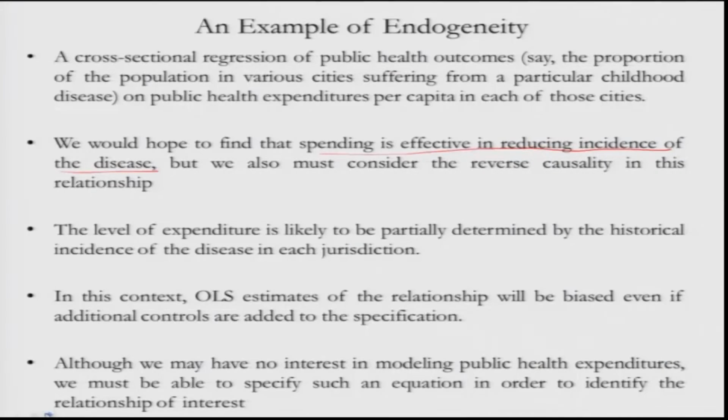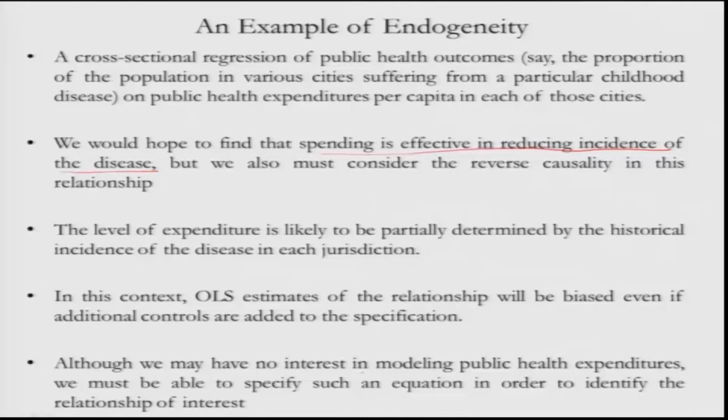So, what do we need to do? What we are trying to understand here is the effect of public health expenditure on the incidence of the disease. Now, because there is a potential possibility of reverse causality, that higher expenditures are made in areas where there is higher incidence of the disease, we need to model the public health expenditure. So, although we may have no interest in modeling public health expenditures, we must be able to specify such an equation in order to identify the relationship of interest.